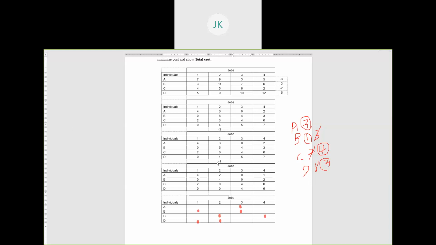So if we assign A to 3, then $3 here, $3, 4, $2, and 2, $9. So total cost will be $3, $3, $2, and $9. The total will be $15, $17.